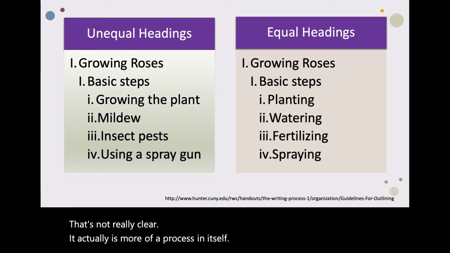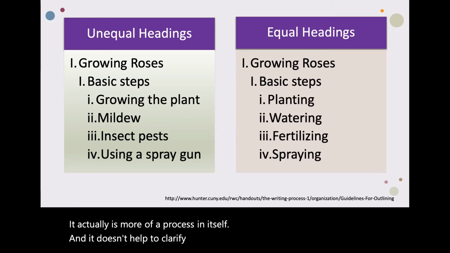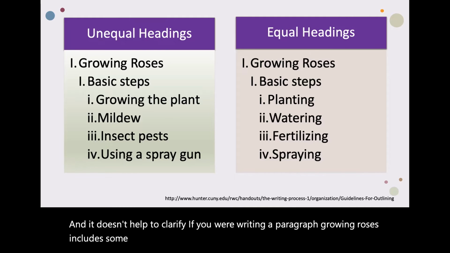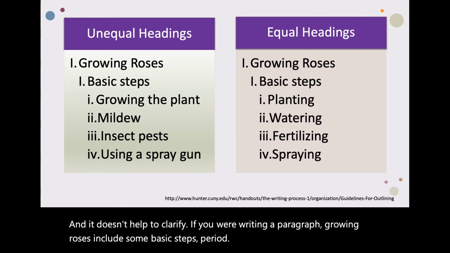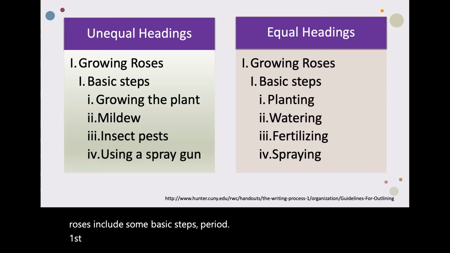And it doesn't help to clarify if you were writing a paragraph. Growing roses includes some basic steps, period. First step, growing the plant, period. The second step is mildew. The third step are insect pests. And the fourth step, using a spray gun. Are they really steps to growing roses?